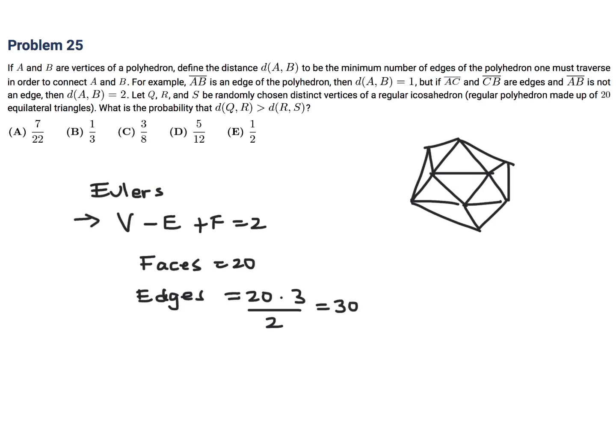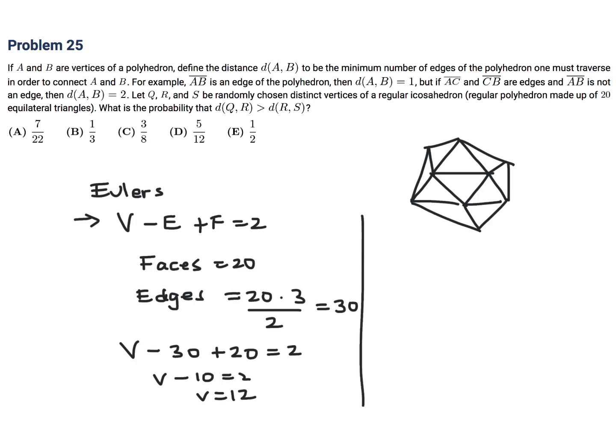And then substituting into the formula, we get V minus 30 plus 20 is 2. So that means V minus 10 is equal to 2, so V is equal to 12. So the number of vertices is 12. Okay, I think that's some decent progress, but now we have to actually tackle this.